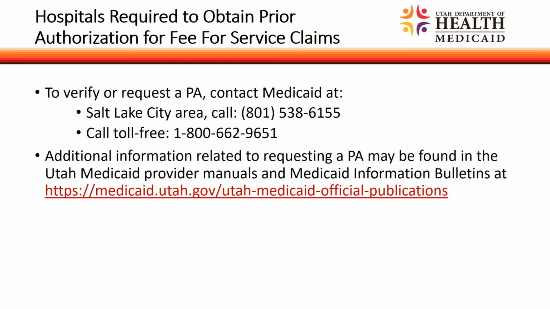To verify or request a PA, please contact Medicaid. In the Salt Lake area, call 801-538-6155 or toll-free 1-800-662-9651. You can find additional information related to requesting a PA in our Utah provider manuals and in the Medicaid information bulletin on our website.